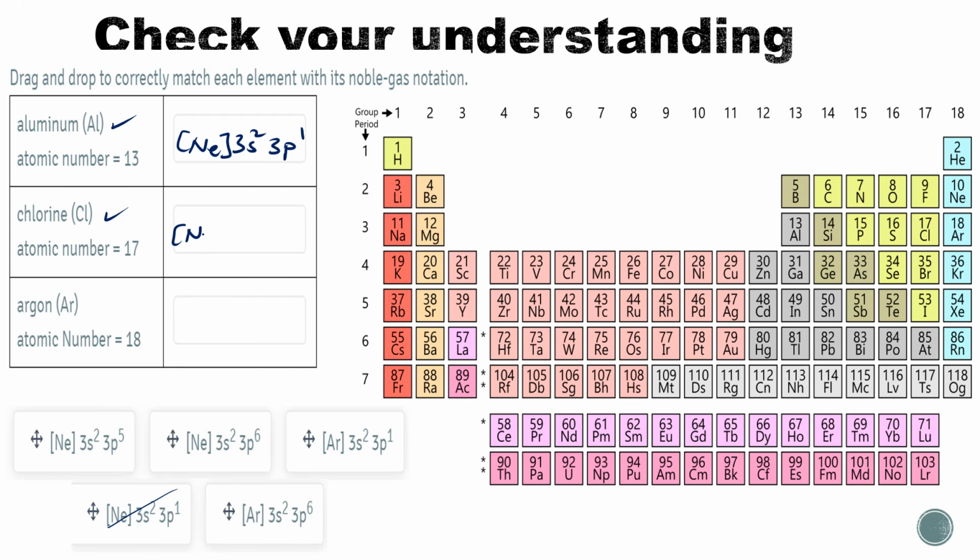And for chlorine, it's Ne, 3s2, 3p5. And for argon, Ar, it's going to be Ne, because Ne comes before Ar, and it will be 3s2, 3p6, because here I have 10 and I have to put 8 here, and that's the number of electrons in argon, 18. Right, guys?